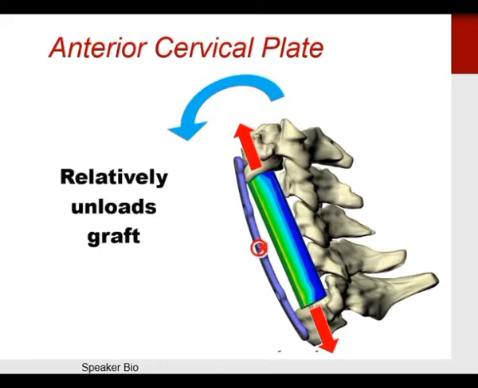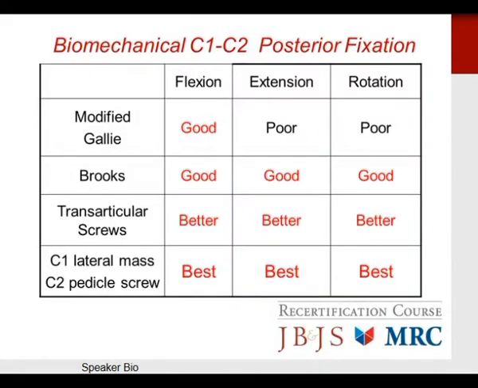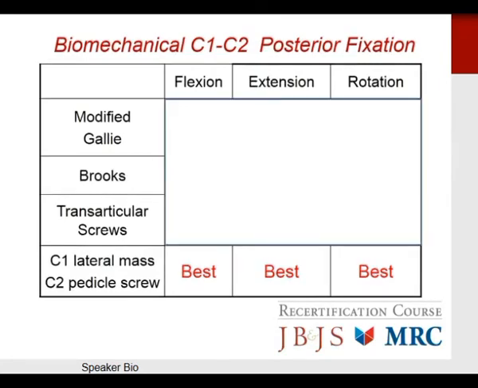Another concept that's frequently asked is the posterior C1, C2 fixation. Remember that the modified Gallie and the Brooks, the older constructs, are good in flexion, but relatively weak in extension and rotation. The newer constructs, the transarticular screw, provides better flexion, extension, and rotation, but the C1 lateral mass and the C2 pedicle screw provides the best in flexion, extension, and rotation. This construct is the preferred technique for C1, C2 posterior fixation.